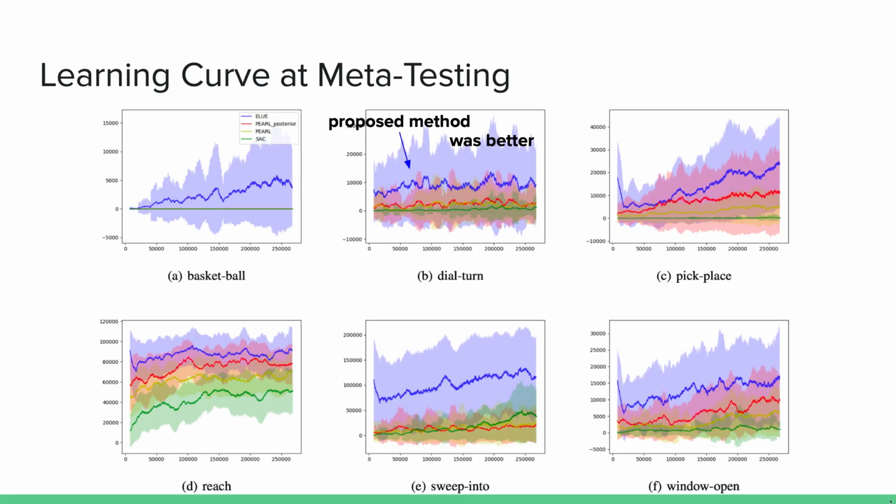These are experimental results showing learning curves in meta-testing. We compared our method and the existing ones. In the experiments, the number of time steps in meta-training of each method is the same. The results showed that the proposed method was more sample efficient than existing ones.